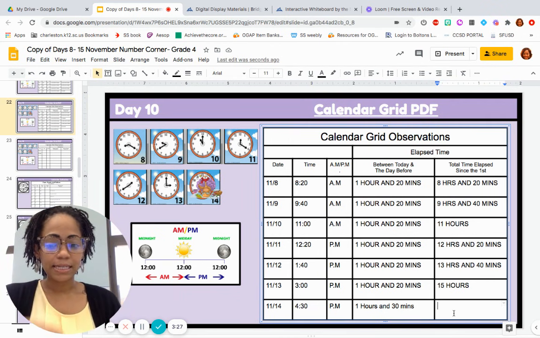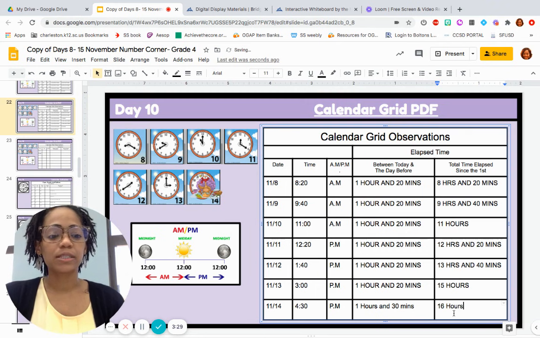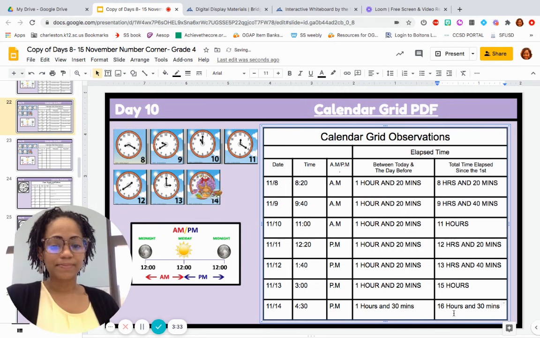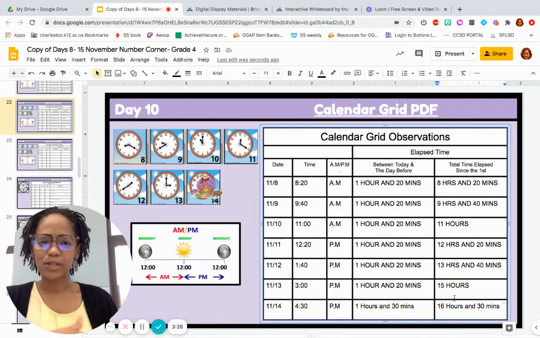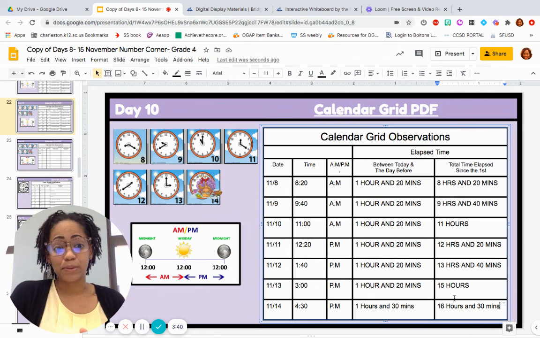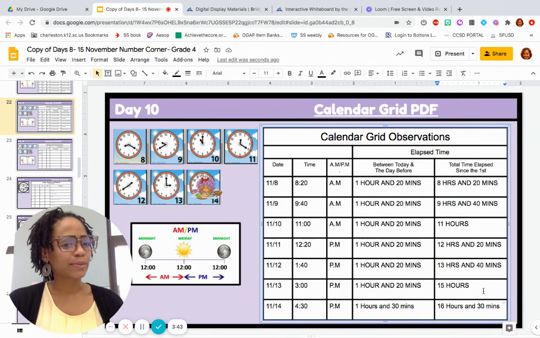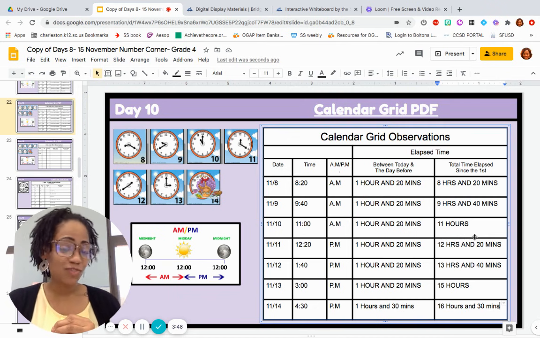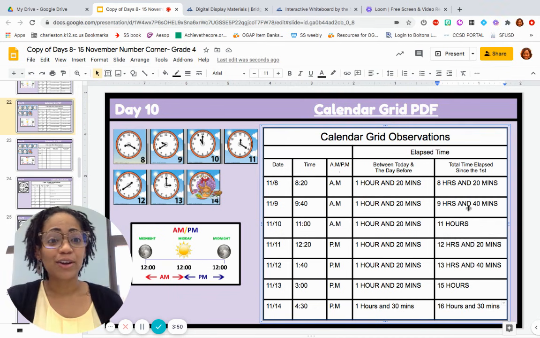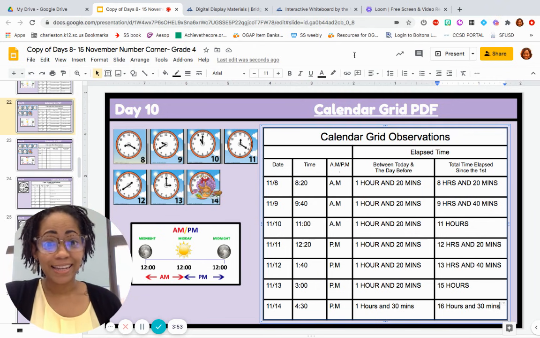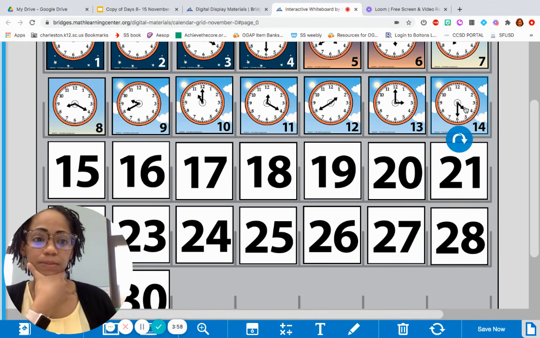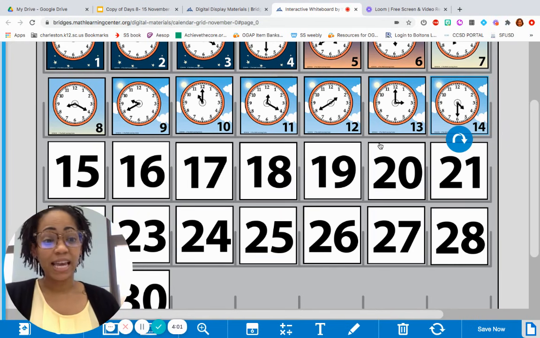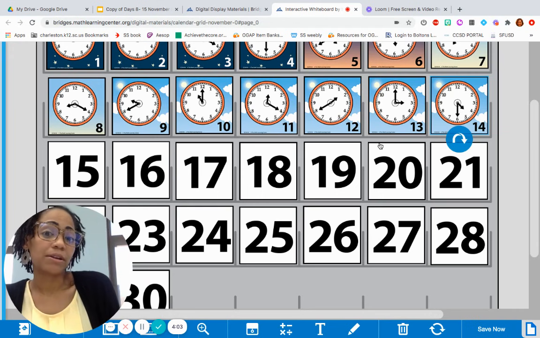So we have collected 16 hours and 30 minutes. Right. Has a full day gone by yet in terms of hours? We know days have gone by because we're on day 10 of Number Corner. But if we're looking at how many hours we've collected, have we collected a full day's worth of hours? No, we have not. You should know that there are 24 hours in a day.